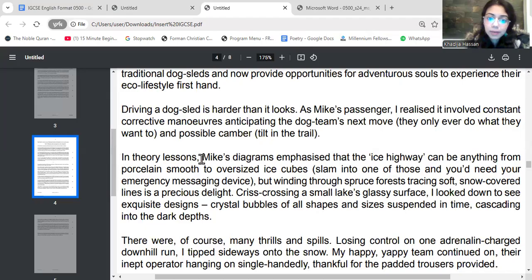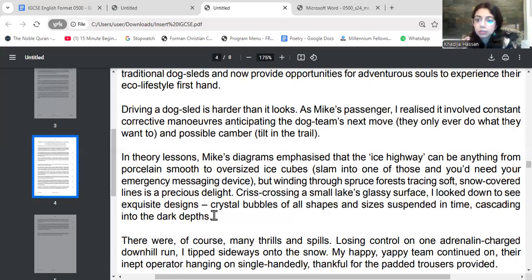In theory lessons, Mike's diagrams emphasize the ice highway can be anything from porcelain smooth to oversized ice cubes. Slam into one of those, and you'd need your emergency messaging device. But winding through spruce forest, tracing soft, snow-covered lines is a precious delight. Crisscrossing a small lake's glassy surface, I looked down to see exquisite designs, crystal bubbles of all shapes and sizes, suspended in time, cascading into the dark depths.